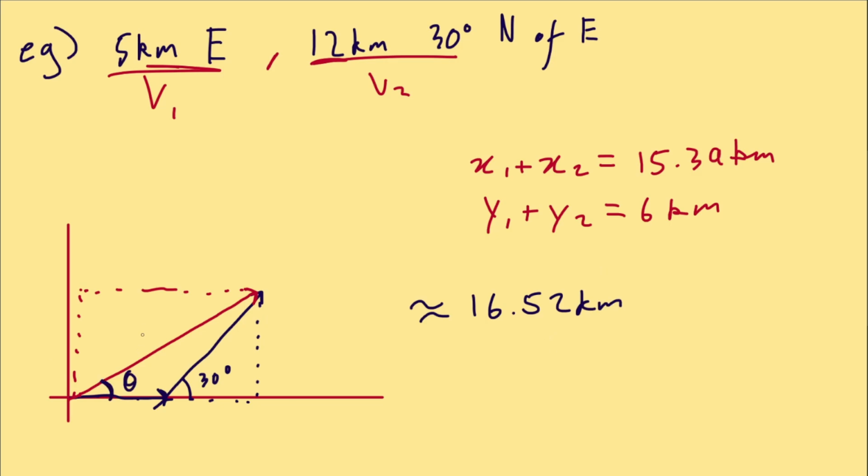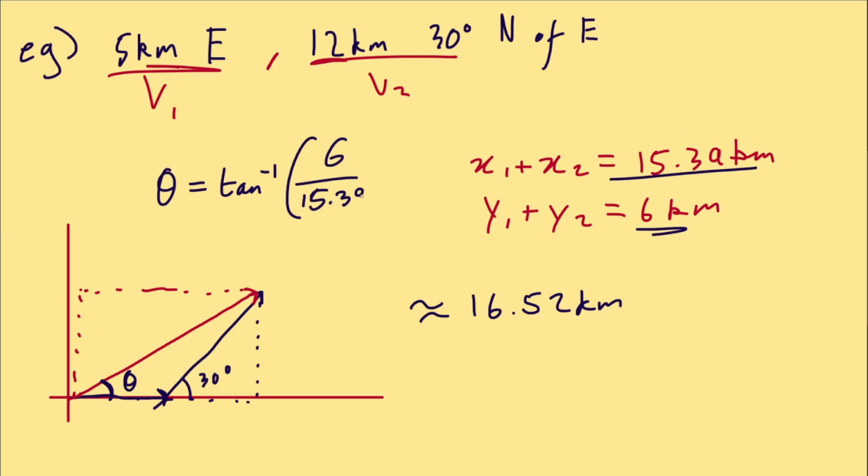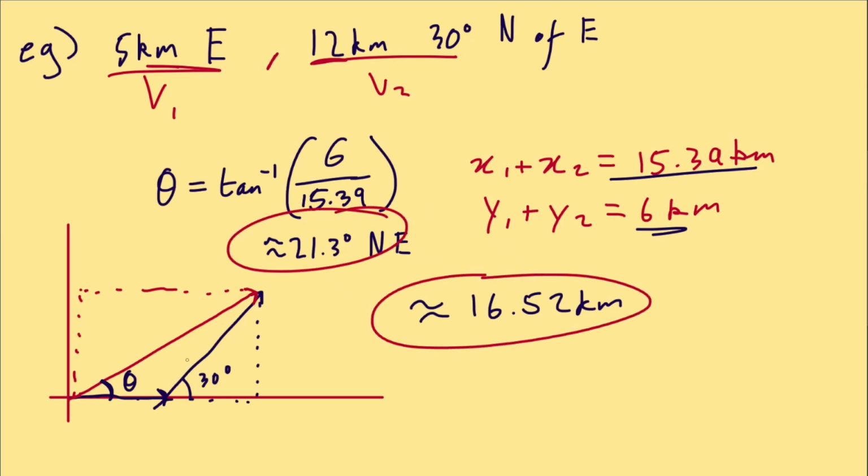Now how about the direction? This mystery angle here. If you remember, you can use the inverse of tangent to find the direction. So tan^-1 of y over x. So y is 6 divided by x, 15.39. Put this into a calculator, you get roughly 21.3 degrees north of east. There's our two values for this vector, the direction and the magnitude.